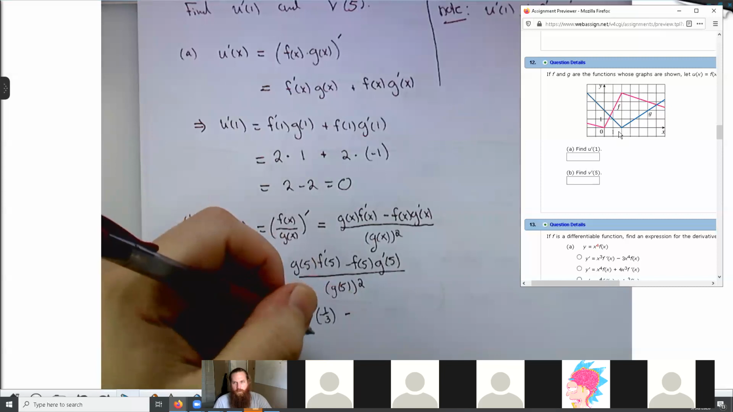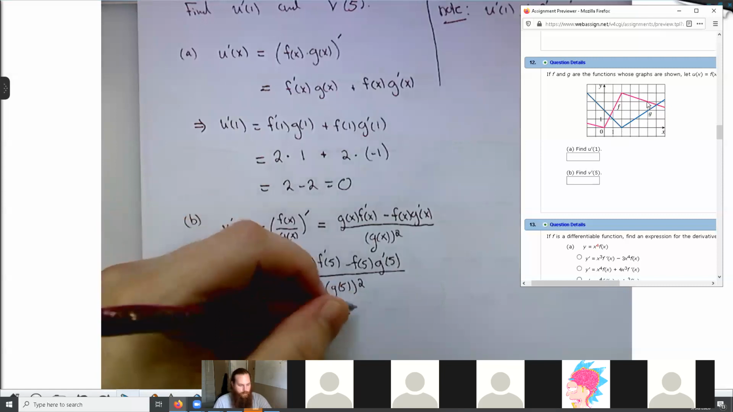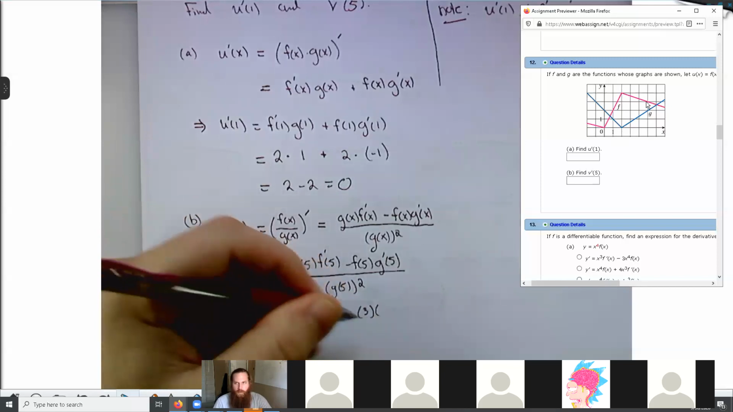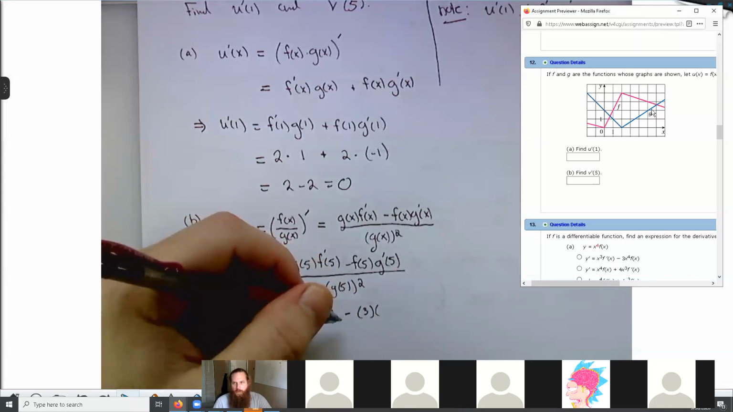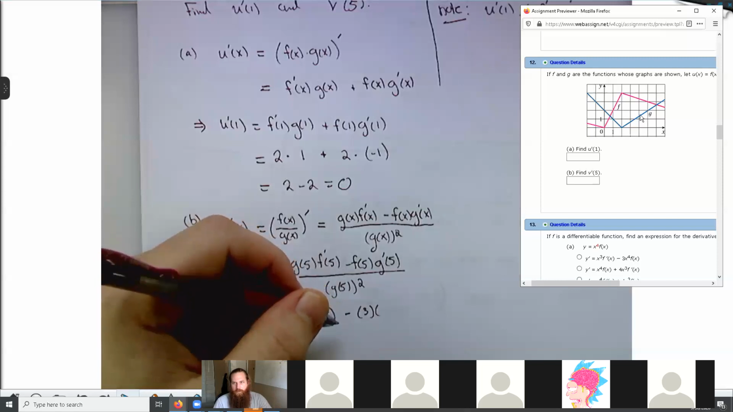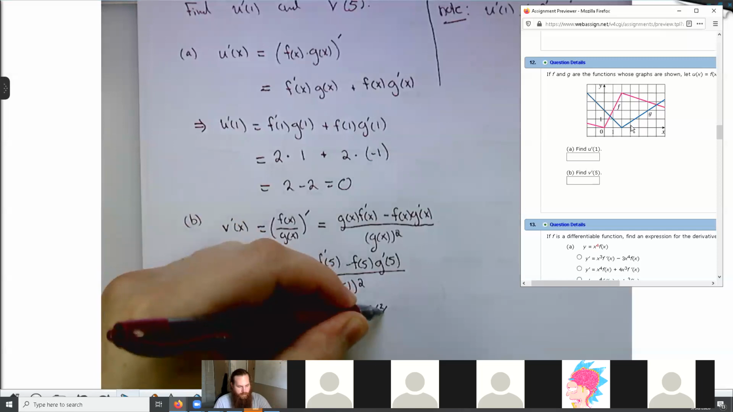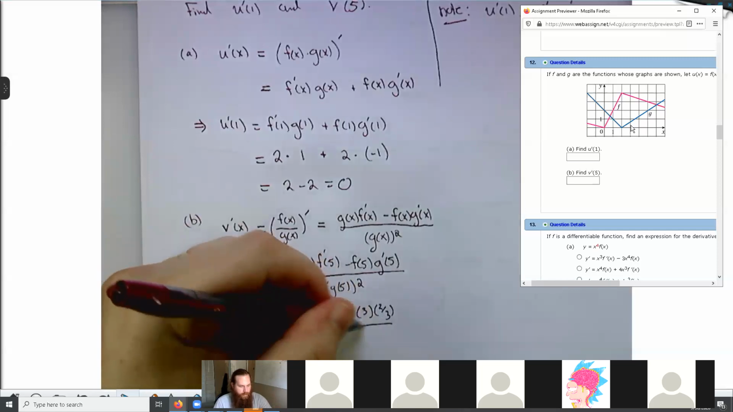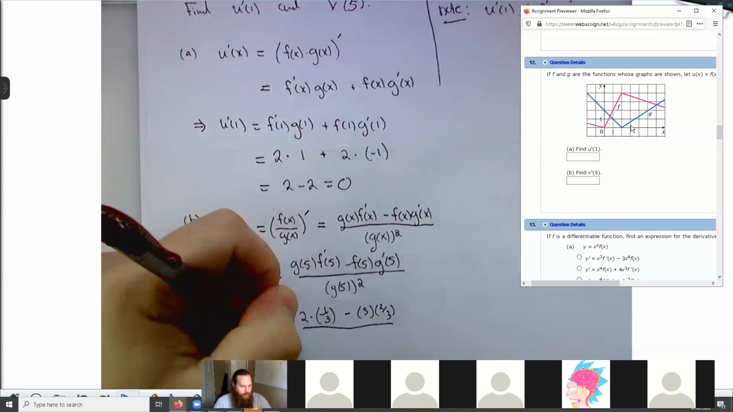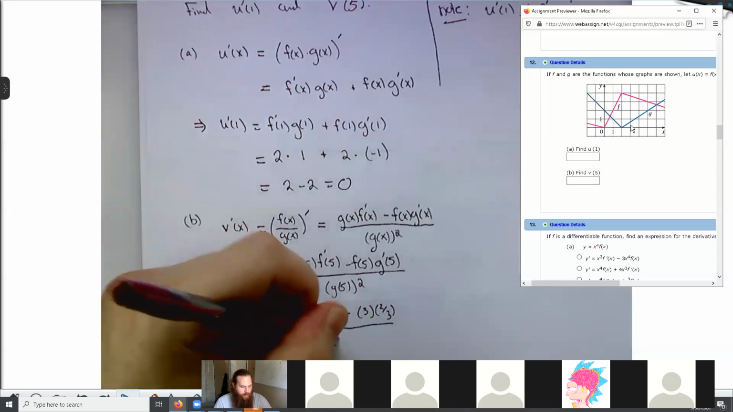Minus f of 5, I lost 5. 1, 2, 3, 4, 5, here it is. F of 5 is 1, 2, 3. So that's minus 3 times g primed of 5. So what is the slope of g here? Well, it's the same slope everywhere through here. So what is this? We go 1, 2, 1, 2, 3. Looks like the slope there is 2/3. And then all of this is being divided by g of 5 quantity squared, that's 2 squared.